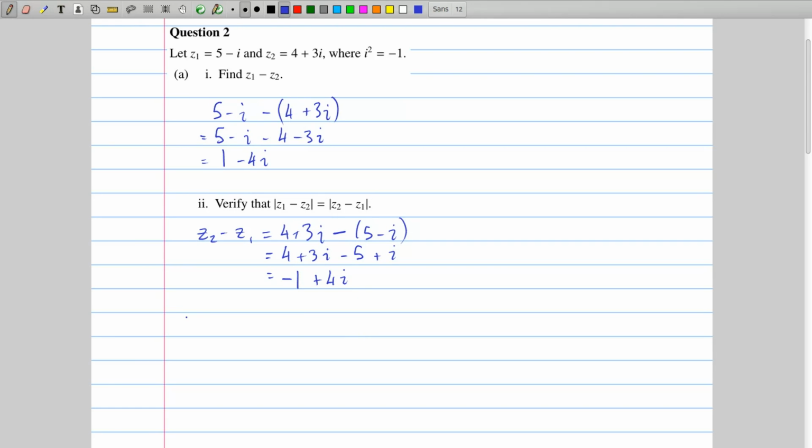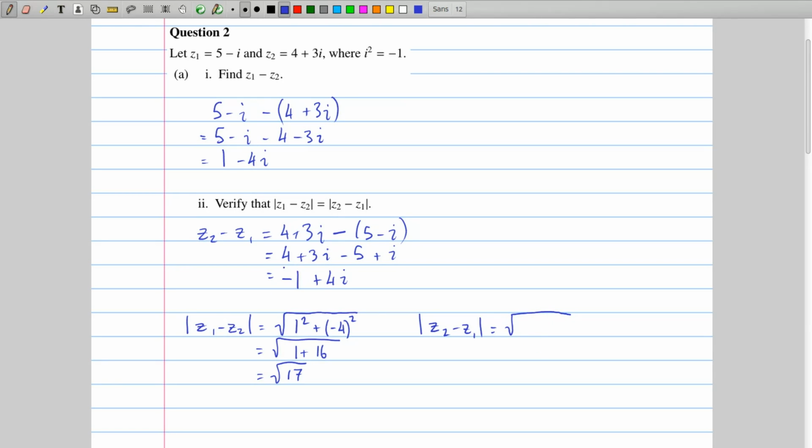And now we have to work on the modulus. So let's say the modulus of z1 minus z2 is given by the square root of the real part squared plus the imaginary part squared. So the real part is a 1, and you square that, and the imaginary part is a minus 4, so you square that as well, and you end up with 1 plus 16 in there, which is root 17. If you want, you can work out all the decimals of that, but there's not really any reason to do that, and you'll see why in a moment when I work out the modulus of z2 minus z1.